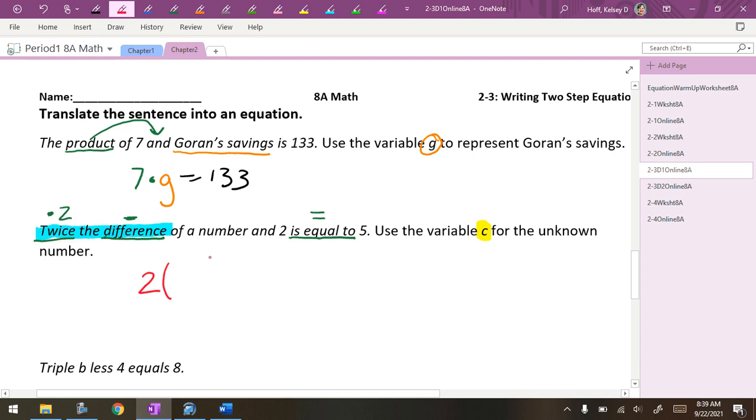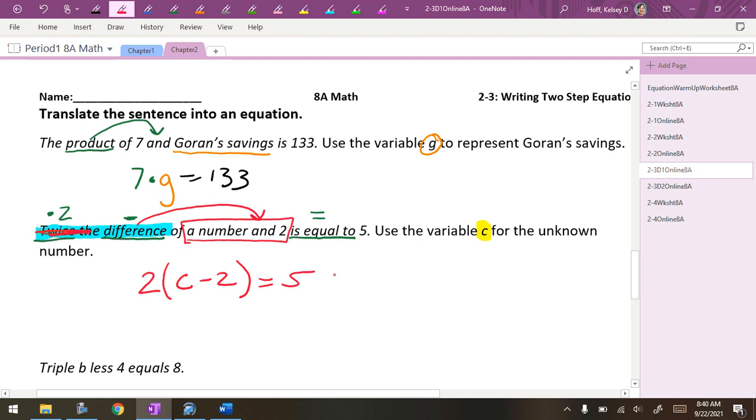Twice took care of our times 2, so we're done with this now. Difference of a number and 2. So what am I subtracting? I have to have 2 things I'm subtracting. What minus what? C minus 2. A number, which we don't know what it is, we're using C, and 2. Now what comes next? Equals 5.